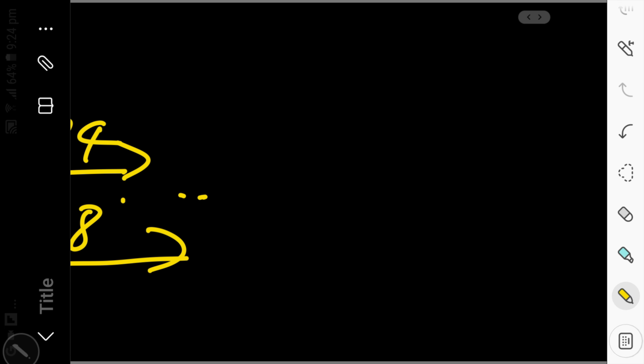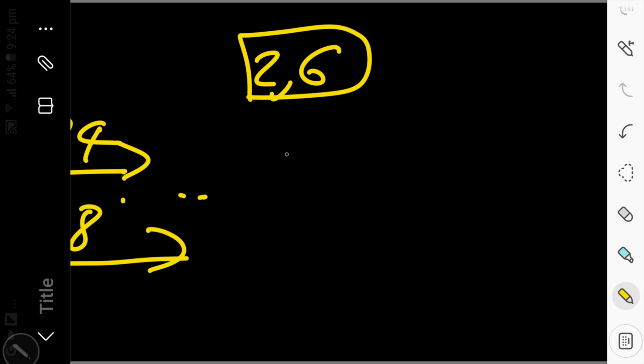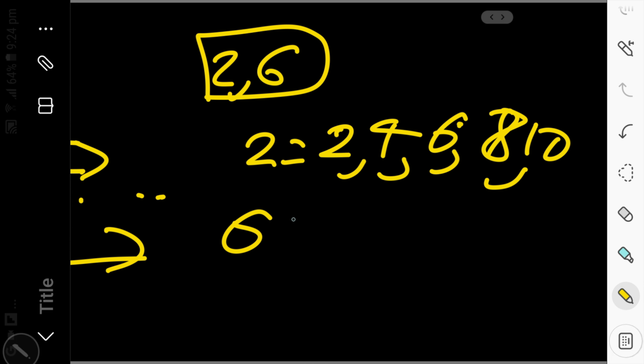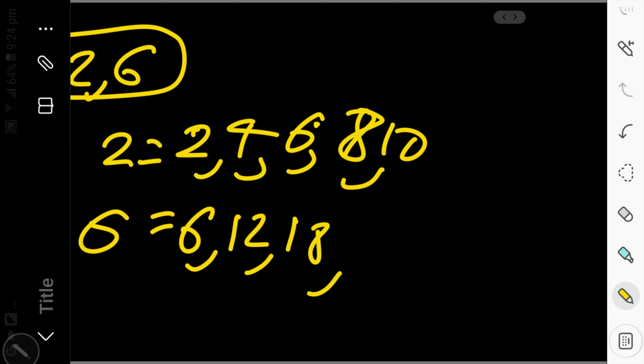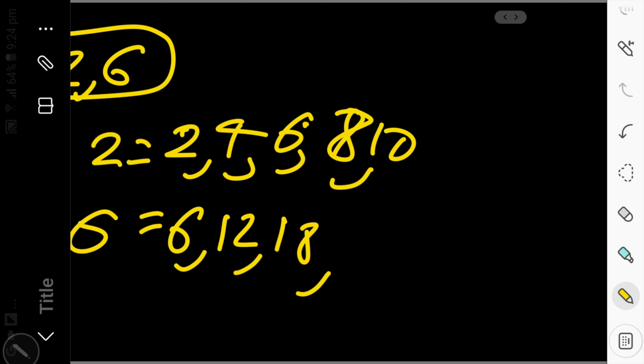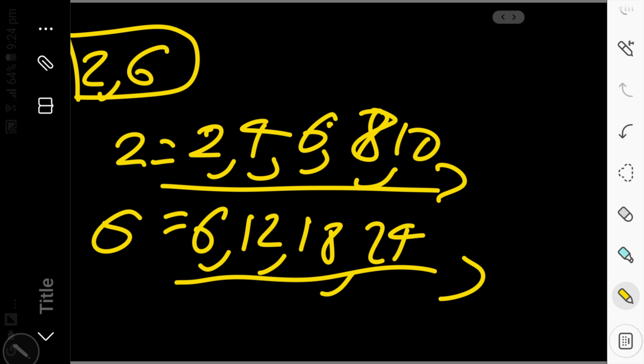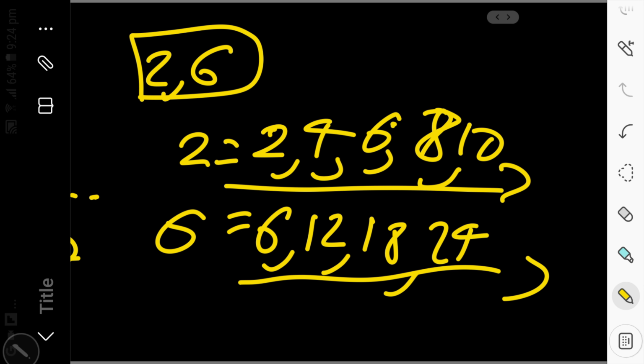we take it out. For example, let's say 2 and 6. It is a very small number. 2 ones are 2, 2 twos are 4, 2 threes are 6, and so on, and 6 ones are 6, 6 twos are 12, 6 threes are 18, 6 fours are 24, and this is the multiples of 2 and 6, or the multiplication table of 2 and 6.